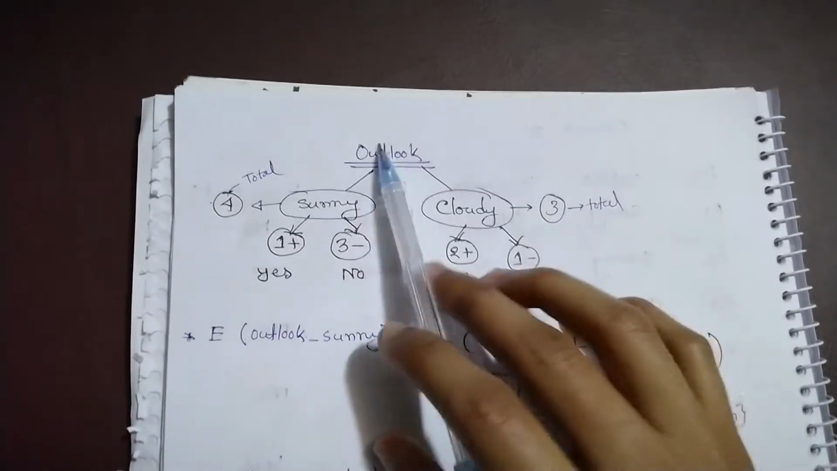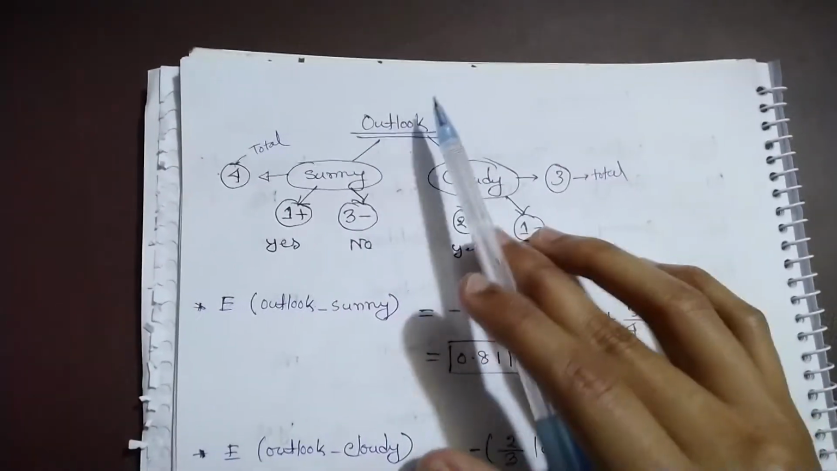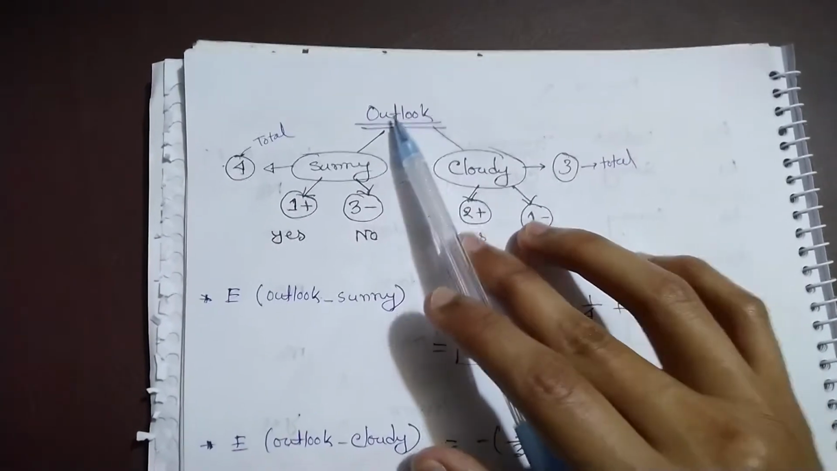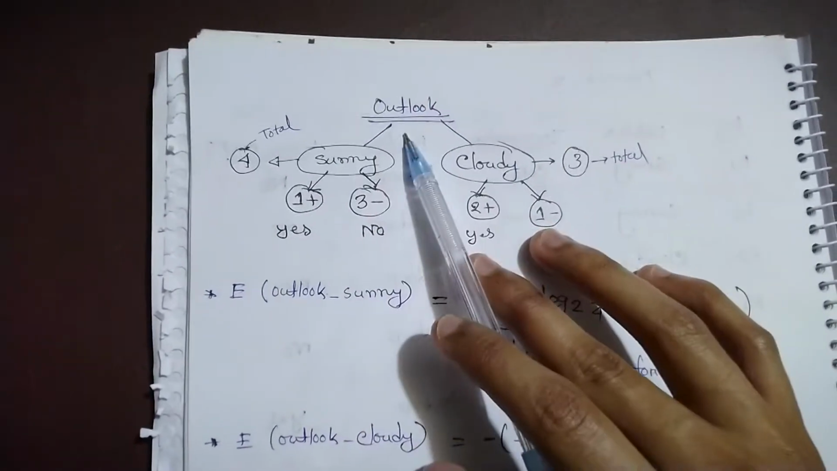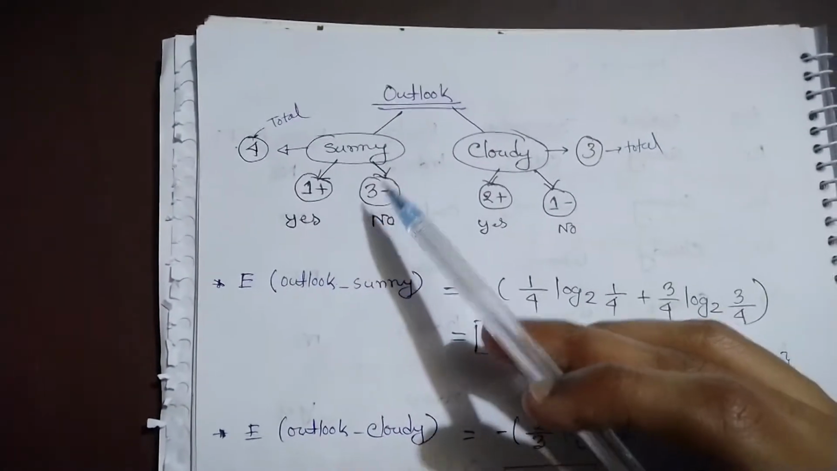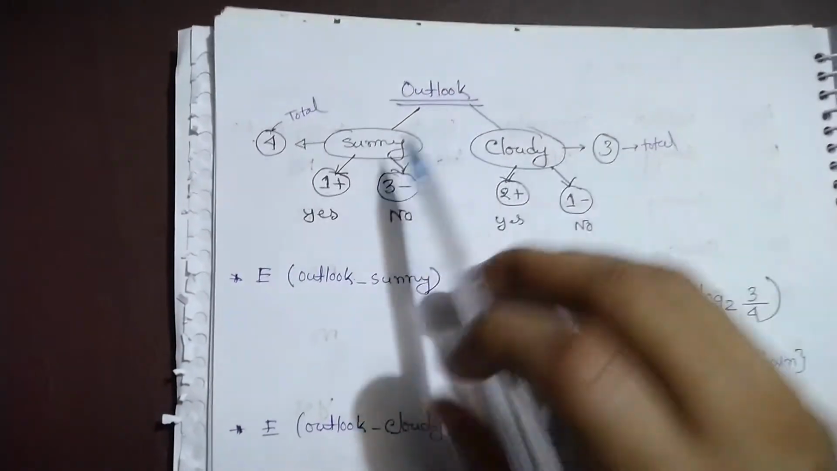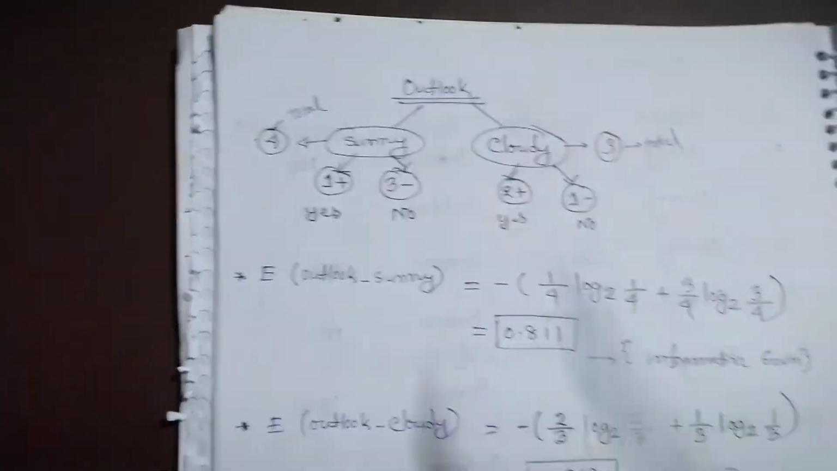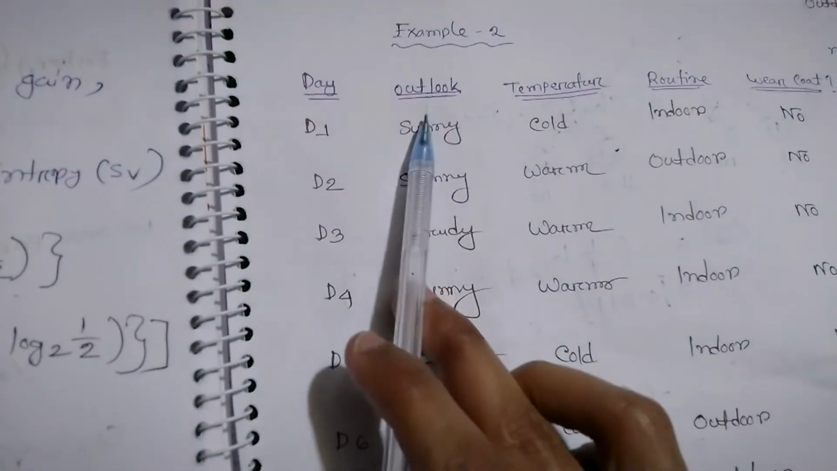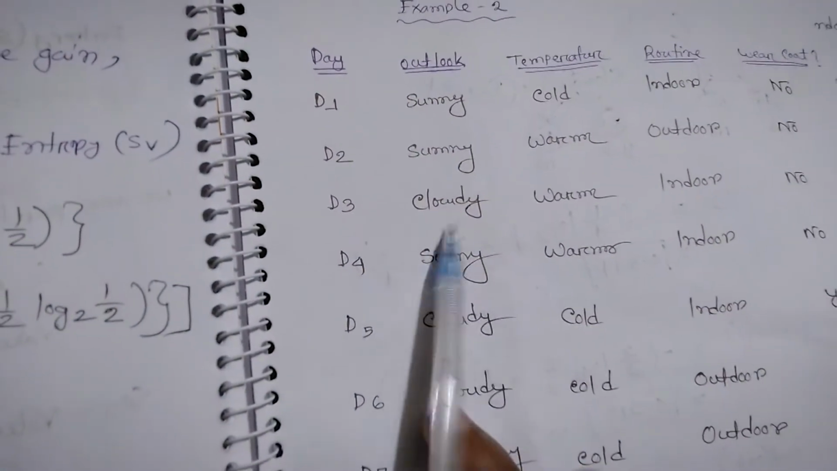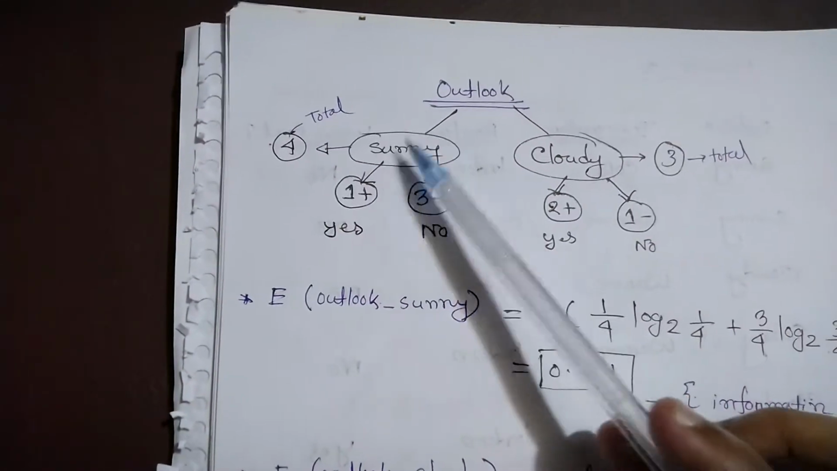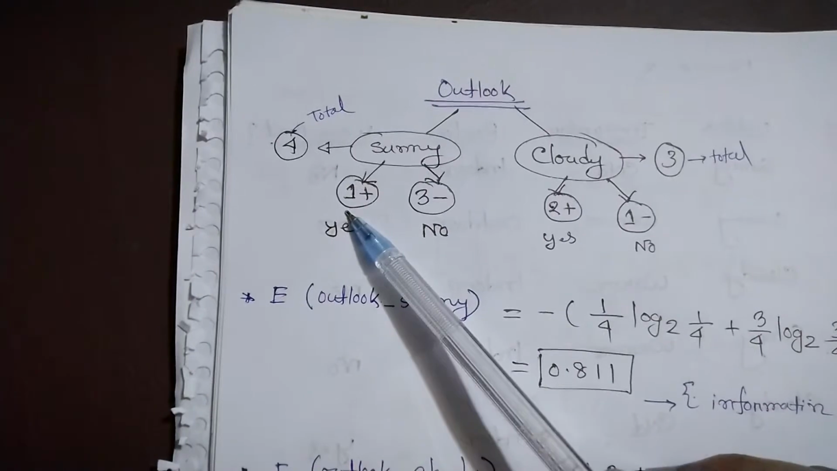So let's find it for outlook. All of the things are the same for each individual feature, so I'm showing you only the outlook part so that you can understand it more easily and do your homework after that. First, in outlook we have two parameters, sunny and cloudy. And how many yes and no are there in sunny? There is 1 yes and 3 no.